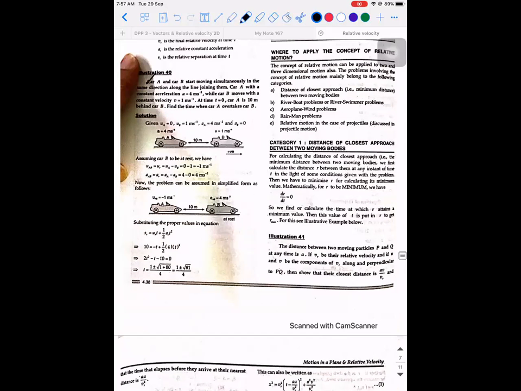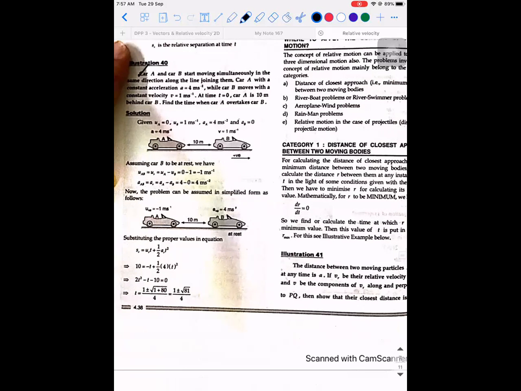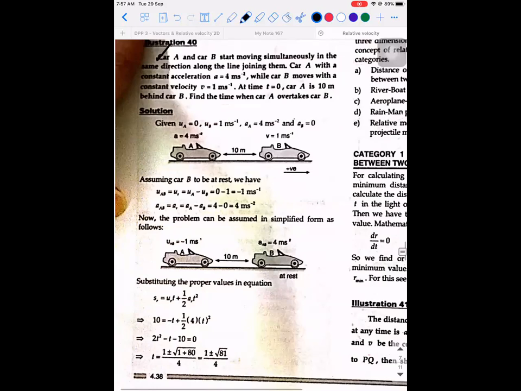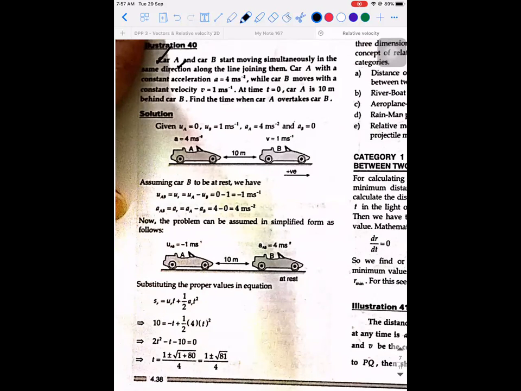See, car A and B. I hope you're able to see this. There are two cars. Car A and B start moving simultaneously in the same direction. So when they say same direction, it is relative velocity in one dimension, along the line joining them. Car A is moving with a constant acceleration of 4 meters per second square, while car B moves with a constant velocity of 1 meter per second. At time t equals 0, car A is 10 meters behind car B. Find the time when car A overtakes car B.